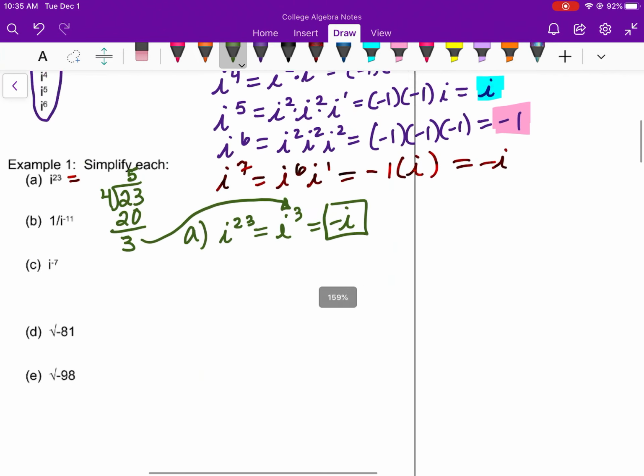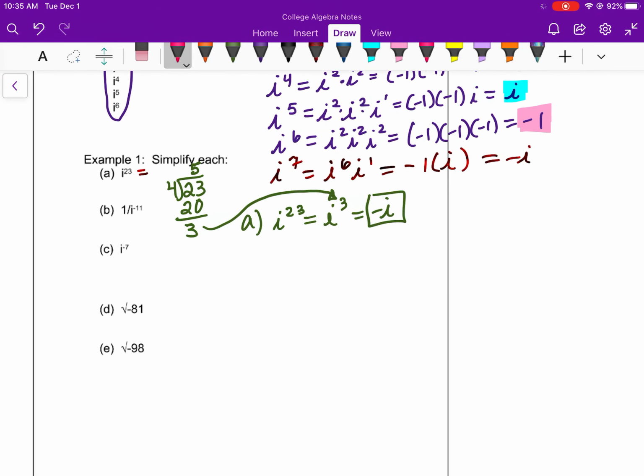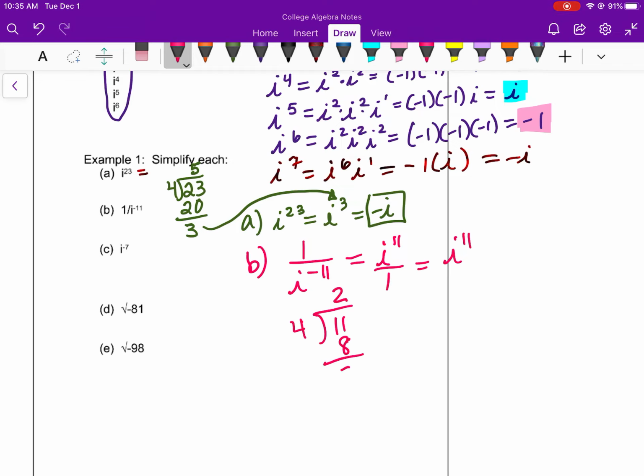Okay, for part B, the question is 1 over i to the -11th. I want to simplify that. If I have a negative exponent, I can make it positive by writing the reciprocal. So I'm just going to flip this over, which is just i to the 11th. If I take 11 divided by 4, I'll get a remainder of 3 again. Now, you won't always get a remainder of 3. It just happens that way with these examples that I have.